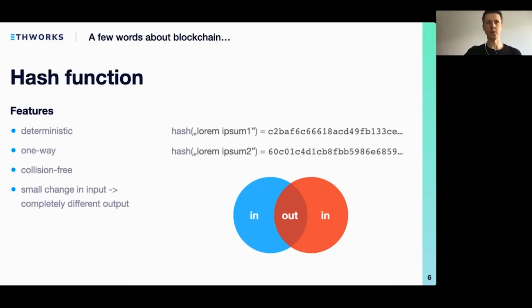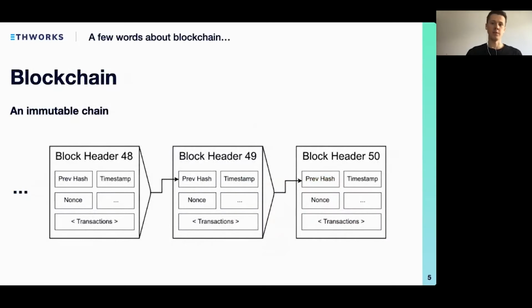So given such a strong cryptographic tool, you can build an immutable chain. Immutability is preserved in this way: you hash the header of a block, and you store this hash in the next block.